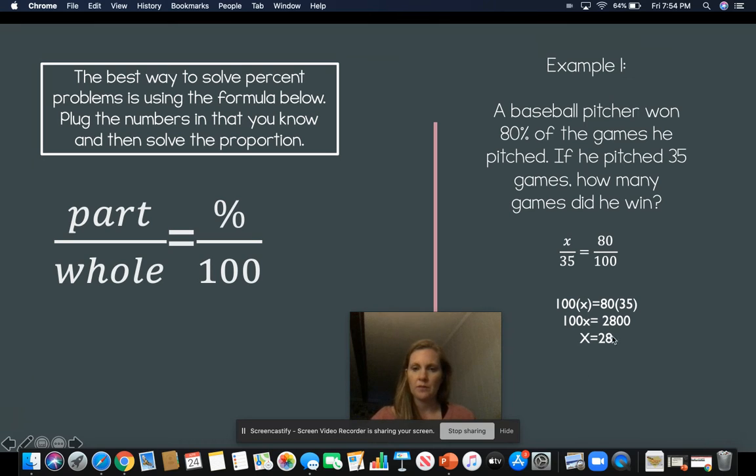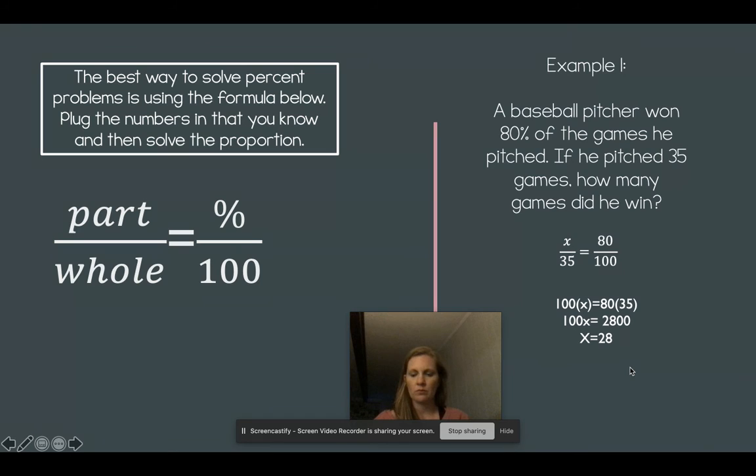Let's move myself here. So here we have 100x equals 80 times 35. And then we went ahead and multiplied the 80 times the 35, which gave us 2,800. And then to get rid of this 100 times x, we're going to divide both sides by 100, which is going to give us x equals 28. So that tells us that of the 35 games that he pitched, he won 28 of them. So let's look at another example.